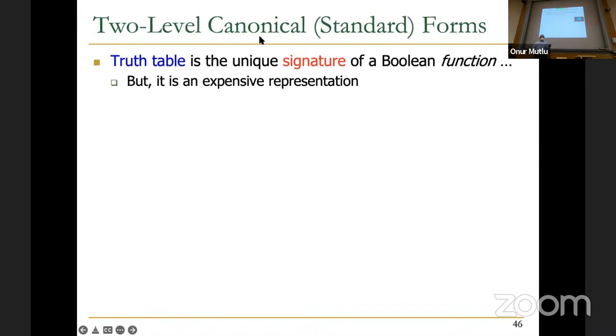We recall that the truth table is really the signature of a Boolean function, right? You can express any function using its truth table, but it's an expensive representation. For example, if a function has 10 inputs, you have 2 to the 10 lines in the truth table, right? That's 1,024 lines. That's a lot. That's why it's expensive. If a function has 100 inputs, that's 2 to the 100 lines. That's again a lot.